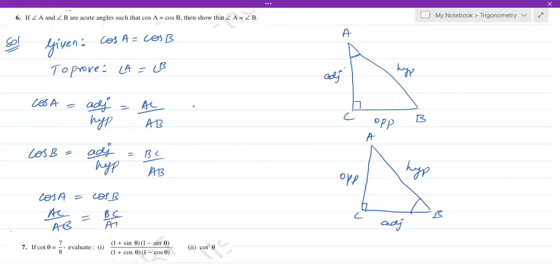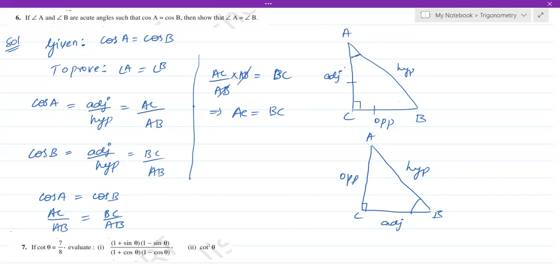BC by AB. Now if you observe, both the denominators are same, so I can just cancel it. Or what we'll do is we'll send one AB to the other side. So that is AC by AB is equal to BC by AB. Let me send this AB, which is in the denominator, to the other side. It will become multiplication, and AB gets cancelled. Or directly also you can cancel the denominator. Which implies what we have got is AC equals BC.